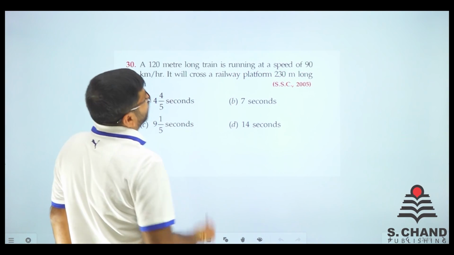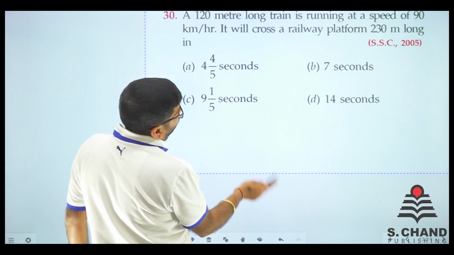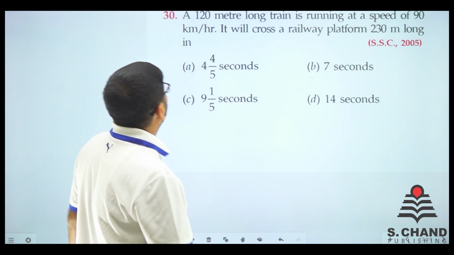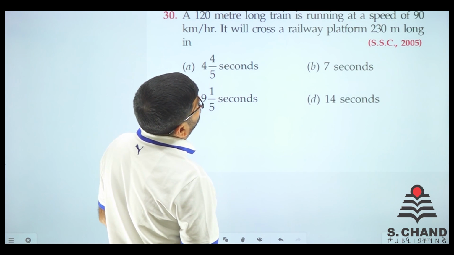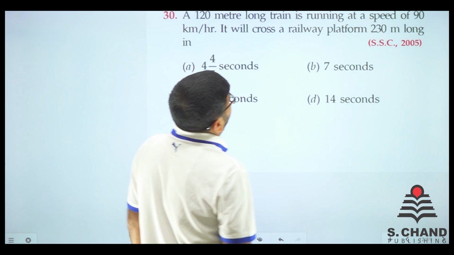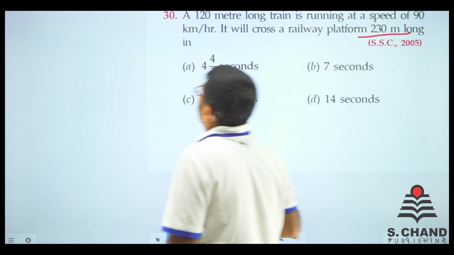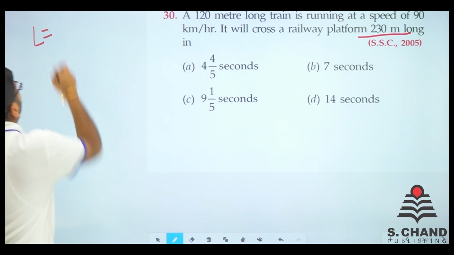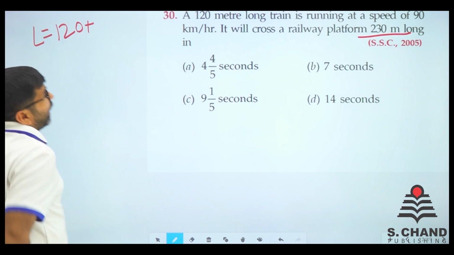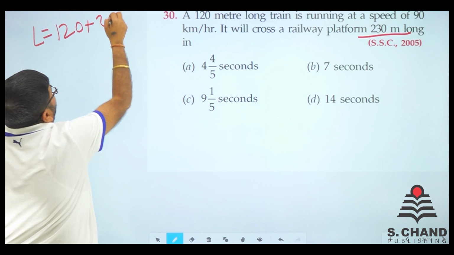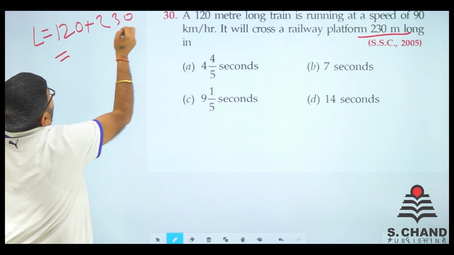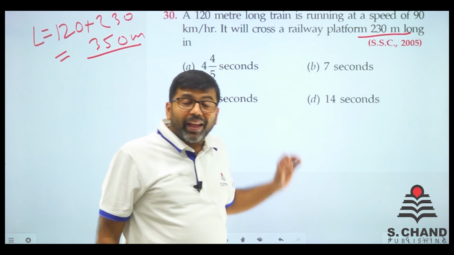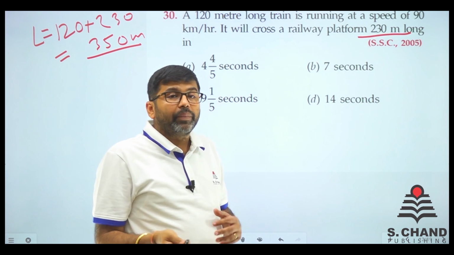So here's the next question, question number 30 for you from the same book, right? SSC 2005, that is a previous year question now. A 120 meter long train is running at the speed of 90 km per hour. It will cross a railway platform of 230 meter long. So what we do is the equivalent length is 120 meter, that is the length of the train, and 230 meter, that is the length of the platform. So altogether it is 350 meter, the equivalent length that is needed to be covered, right?